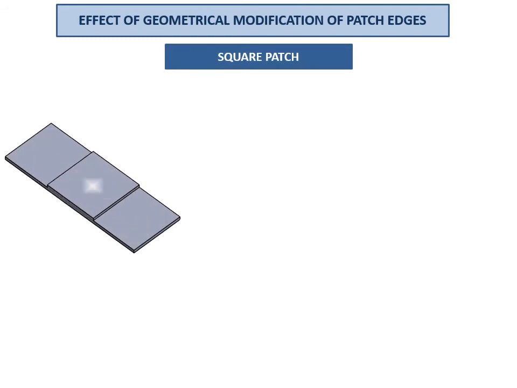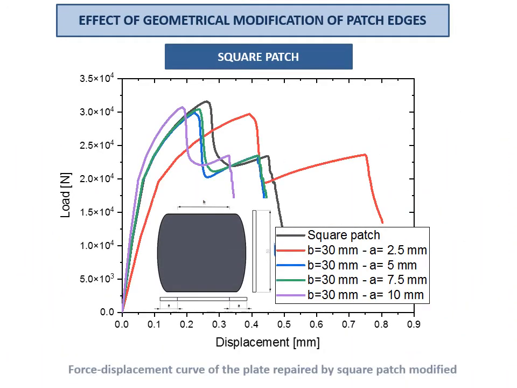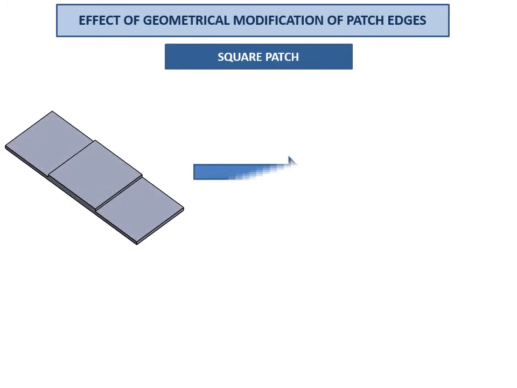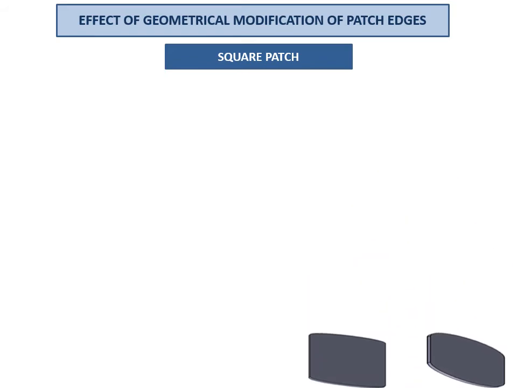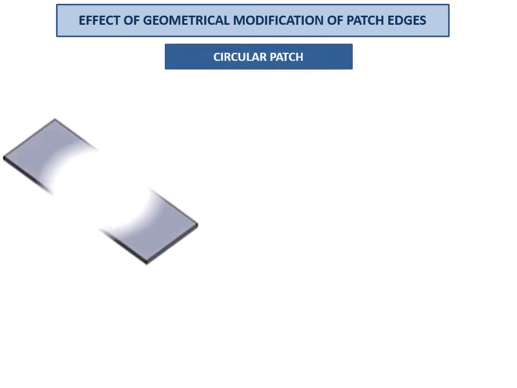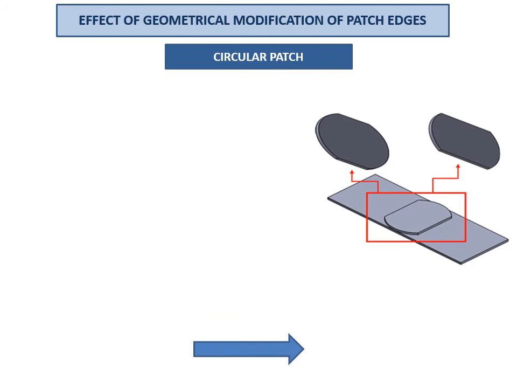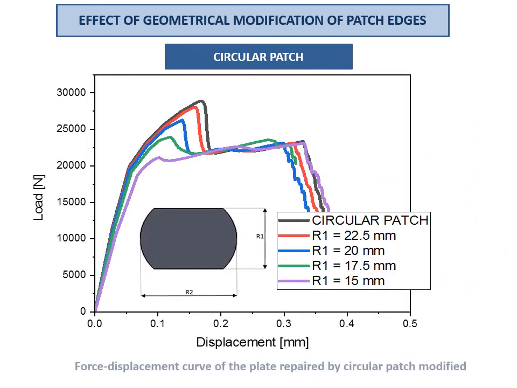A three-square patch modification that touches the two edges of the composite patch that are parallel to the applied load. A four-square patch modification that touches the two edges of the composite patch that are perpendicular to the applied load. For our second part of the study, we tried to make the same modifications to the circular patch. In the first step, we tried to keep the width of the patch the same as the width of the plate. On the other hand, we tried to minimize the height of the patch as shown in the figure.